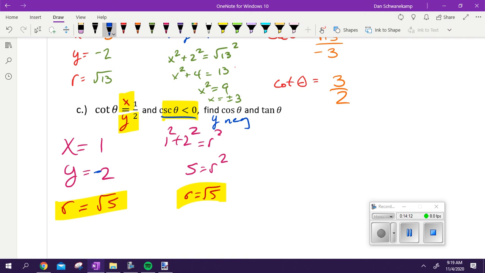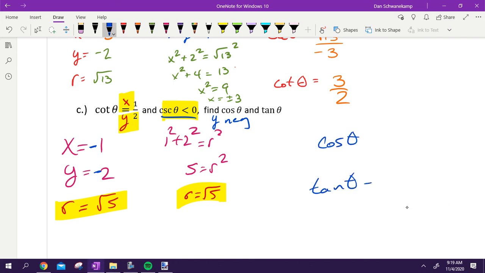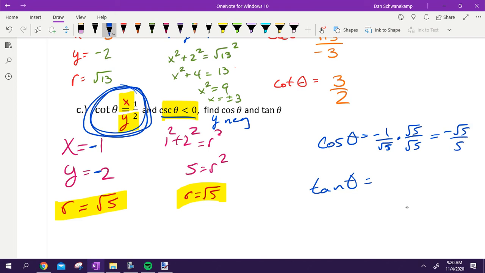But wait, there's more. What else is that going to tell me? By making my y negative, I have to do something else as well. My x has to be negative. Tell your neighbor, why does your x also have to be negative? My x has to also be negative because of this right here. My cotangent is positive, which is great. You just see it and it doesn't do anything for you. But if cotangent is positive, what does that really tell you about your x and your y? They're the same sign. And so they could both be positive or negative. You got to pay attention to that. When I do cosine, I'm going to get negative radical 5 all over 5. And tangent is 2.